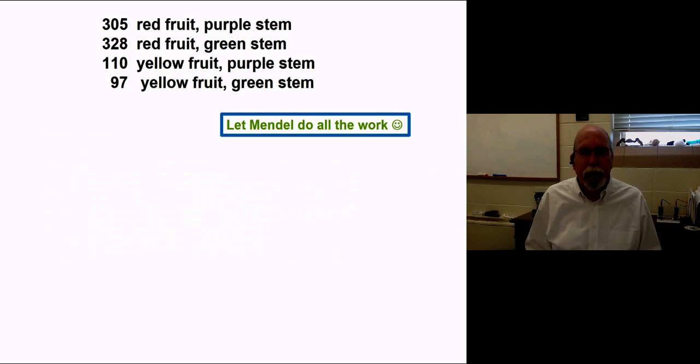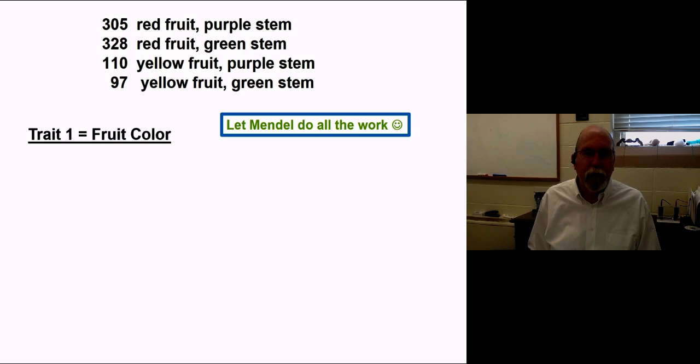So how are we going to do it? We're going to let Mendel do all the work. This Mendel's Big Six that you have right in front of you right now, right? You have it there. All right, we're going to let Mendel do the work. How are we going to do that? We're going to first go to the principle of independent assortment, Mendel's second principle, which says that you can treat these two traits independently. You can look at the fruit color and ignore the stem color to start.